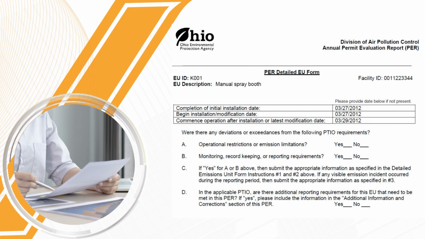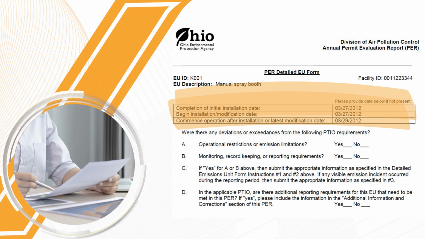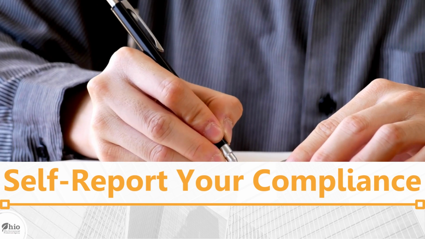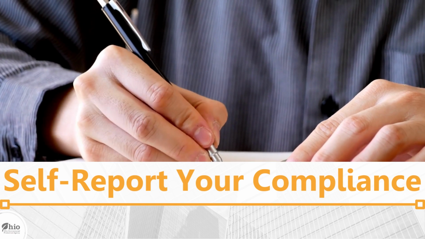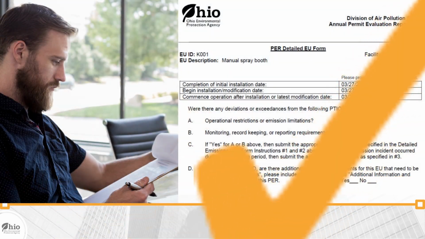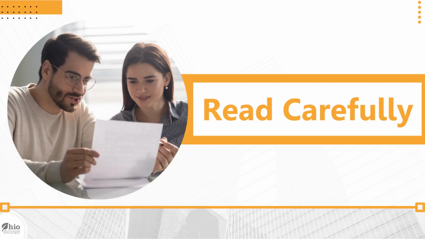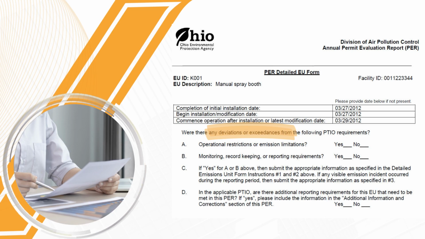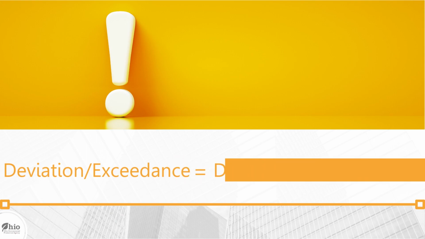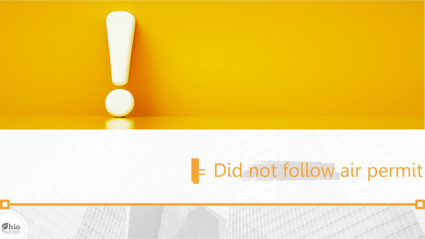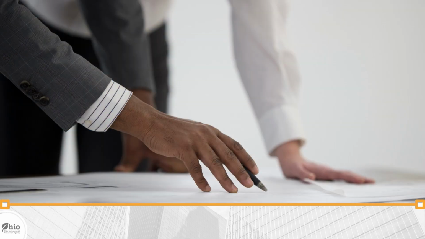The top of this form provides some basic information about your emissions unit. Take a look at the information, make sure it's correct. Next, the PER asks you to self-report your compliance with your air permit over the last year. But before you're tempted to simply check the boxes and mail the form back in, please read carefully because the form actually asks you if you've had any deviations from your air permit requirements. This means that the form is actually asking you if there's any times you did not follow one of your permit requirements. Let's take a closer look at this.